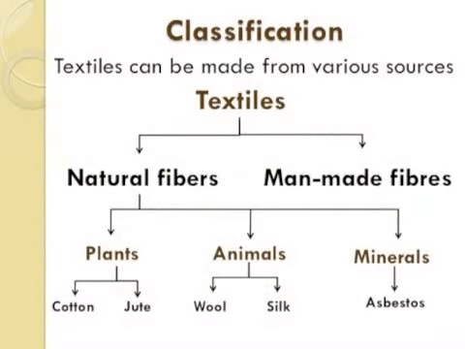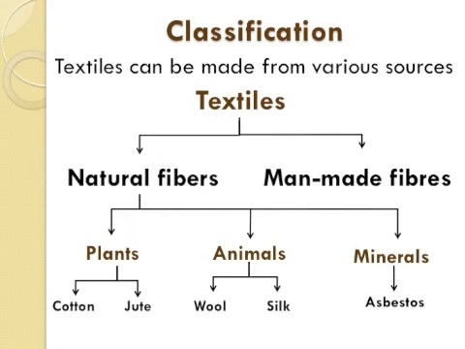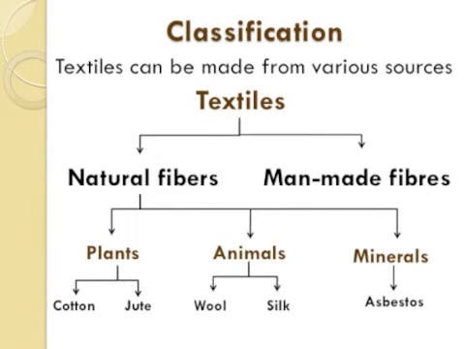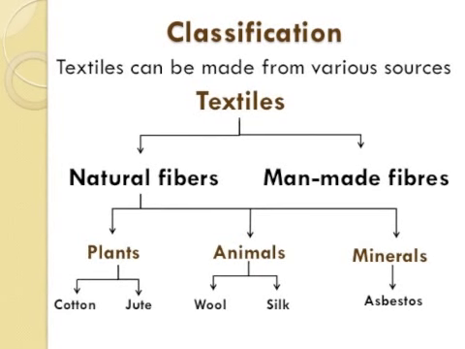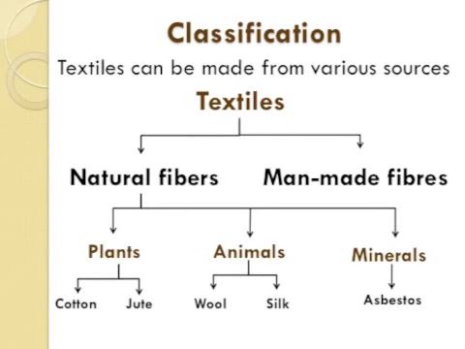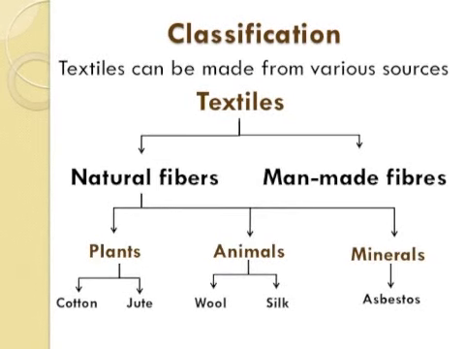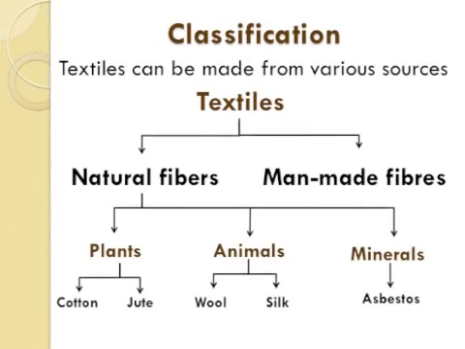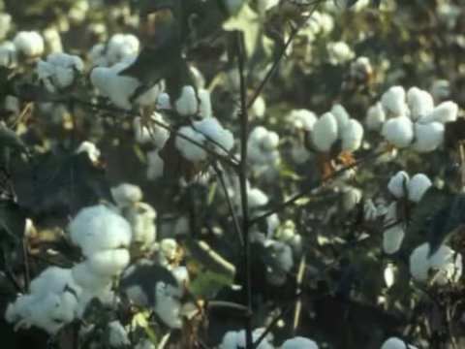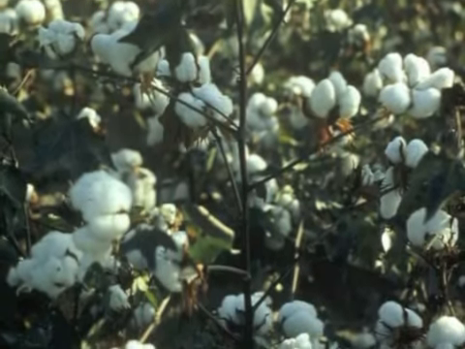Classification. Textiles can be made from many materials. These materials may come from the following main sources. Plants, we get cotton and jute. Animal, we get wool and silk. Minerals, we get asbestos, and artificial or man-made, we get nylon or polyester.